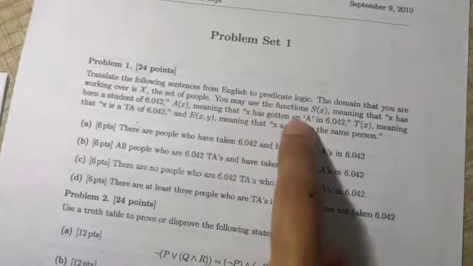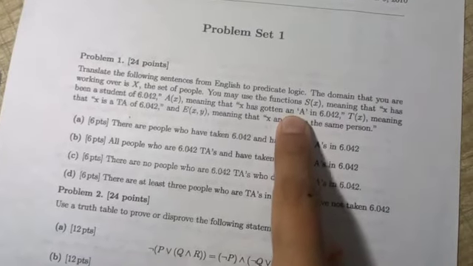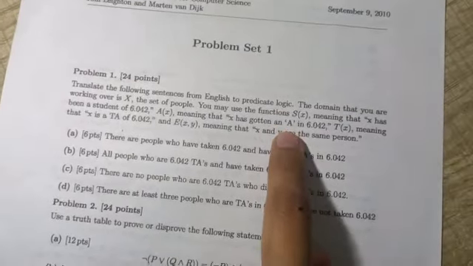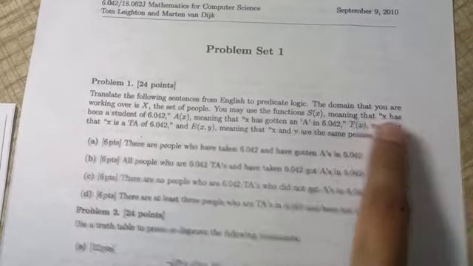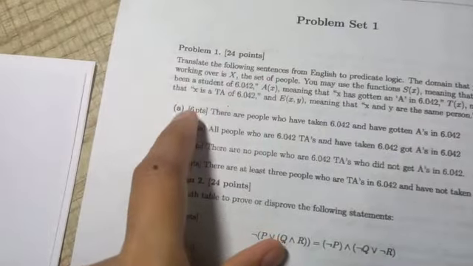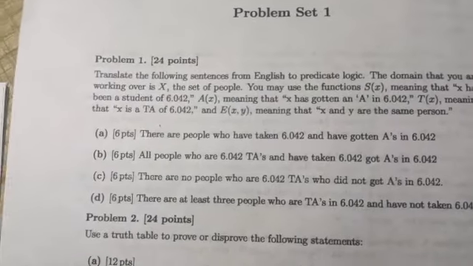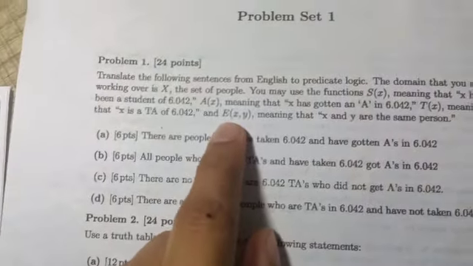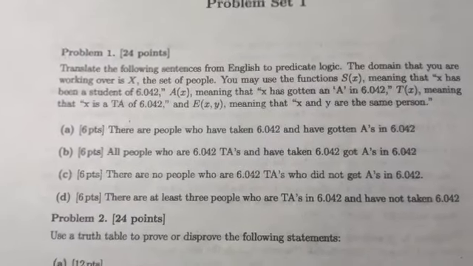This statement has two parts in it. In A of X, if a person has taken the course and they have also aced it, they have received an A in it. Next function is T of X, meaning X is a TA of the course. Of course, TA means the teaching assistant. And the last function we are given is E of X, Y, meaning that X and Y are the same person.